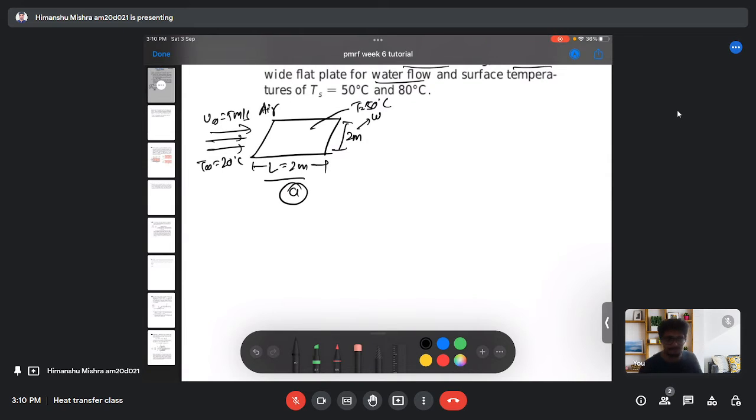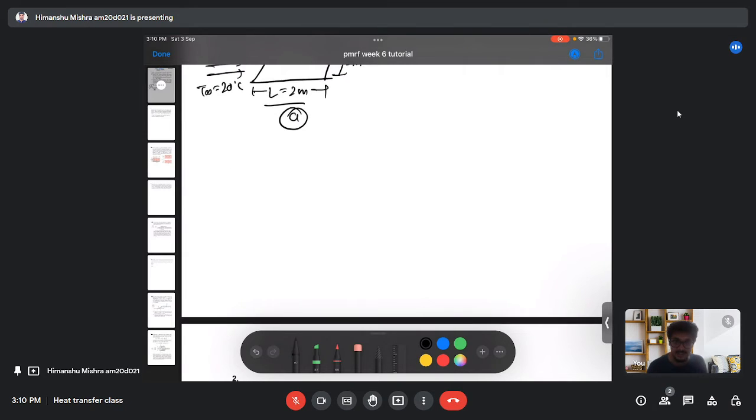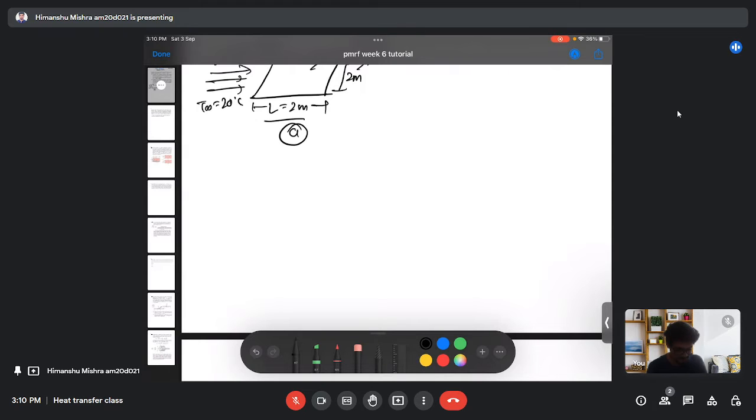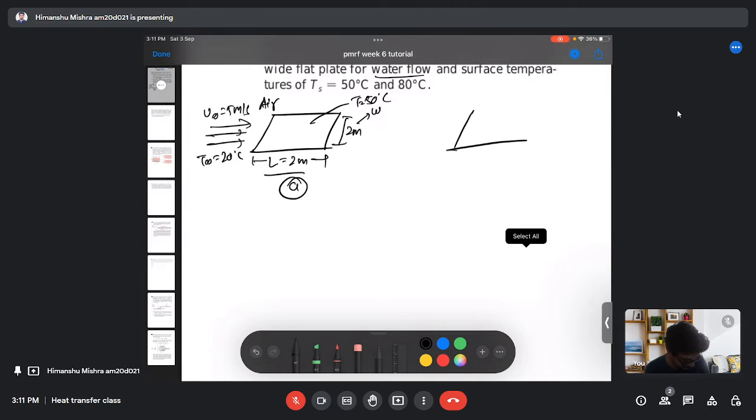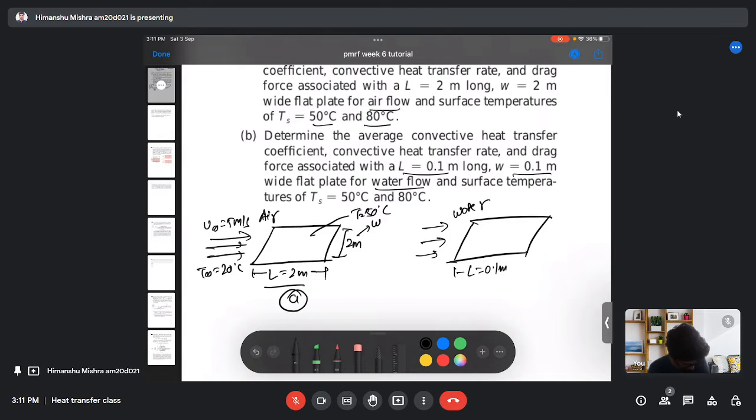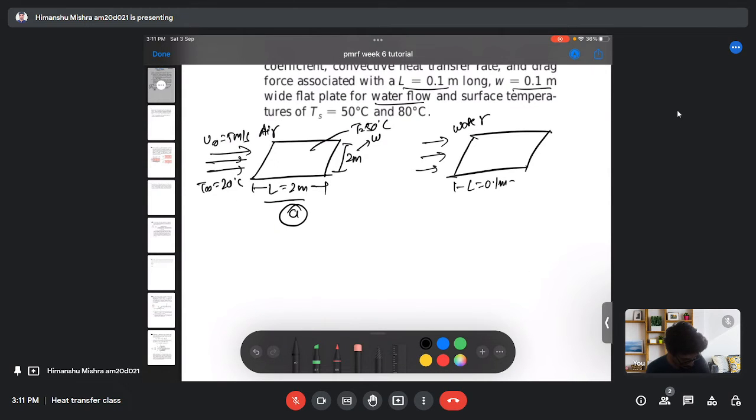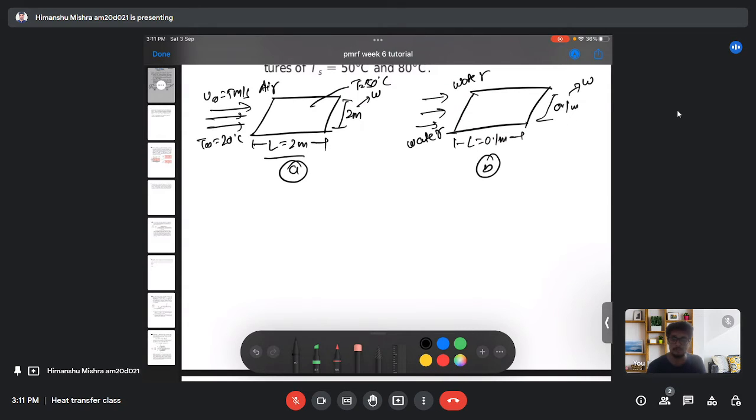So let's find the heat transfer coefficient for the first case. First we need to determine whether the flow is laminar or turbulent, so for that we have to find the Reynolds number for both cases. Let me do the second case as well. This is my second case with water. So I have air and water in both cases. Let's find the Reynolds number in both cases to know whether the flow is in a laminar or turbulent state.